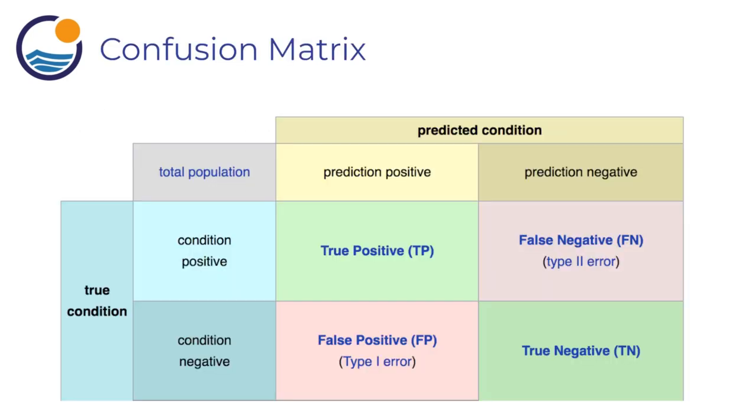A confusion matrix looks something like this. We have the underlying true condition, so that's the true correct label, and we can think of condition as positive or negative, such as actually being a dog or not being a dog, or, as is often used in medical diagnosis, having presence of a disease versus not having presence of a disease. And then we have the model's predicted condition, so prediction positive or prediction negative.